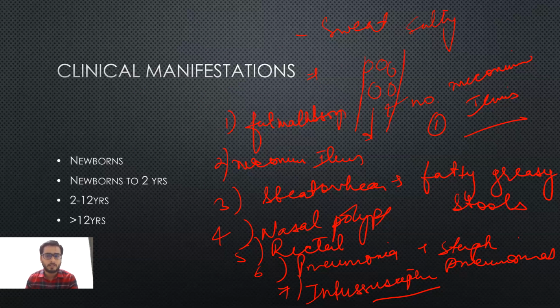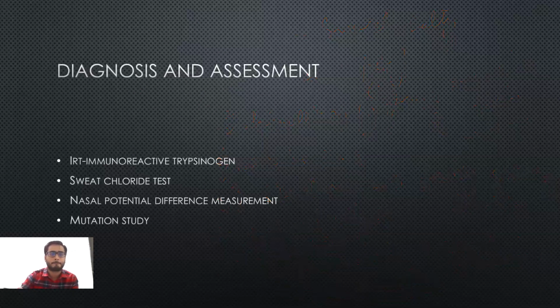So all these are the clinical features. They can have GI presentation, they can have pneumonia, a respiratory presentation, and they can have an endocrine presentation also. Most likely is the GI presentation, and the other is the respiratory presentation.